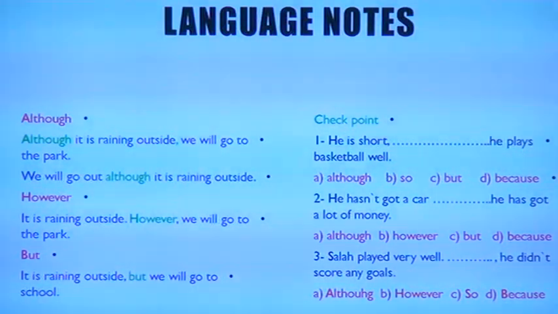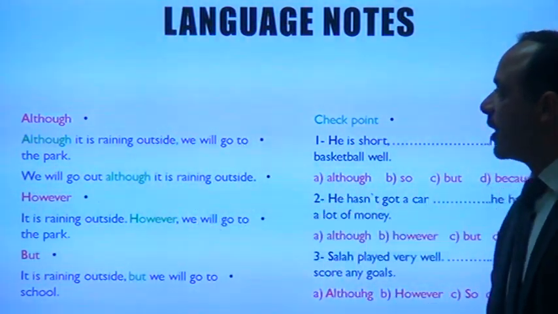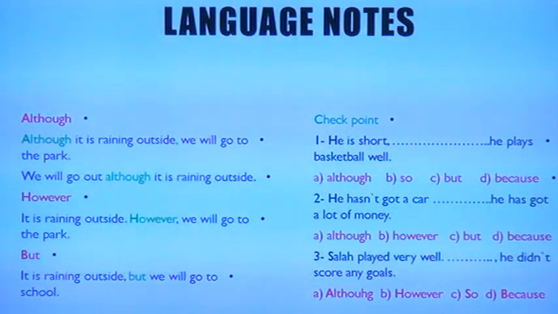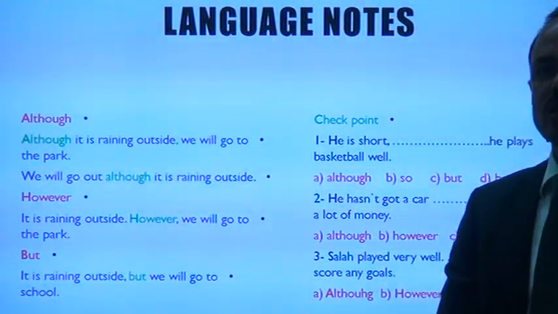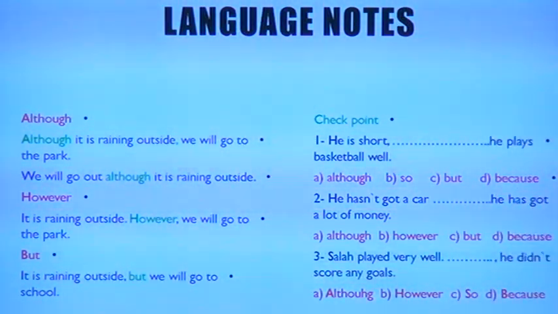Language functions today discuss the contrast words. We have 3 words that show contrast. The first word is although. Second one, however. The last one is but. Although, but, however, give contrast ideas. For example, although it's raining outside, we will go to the park.